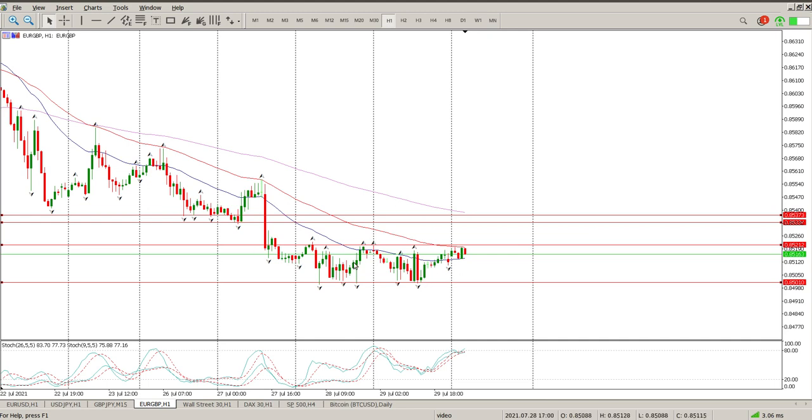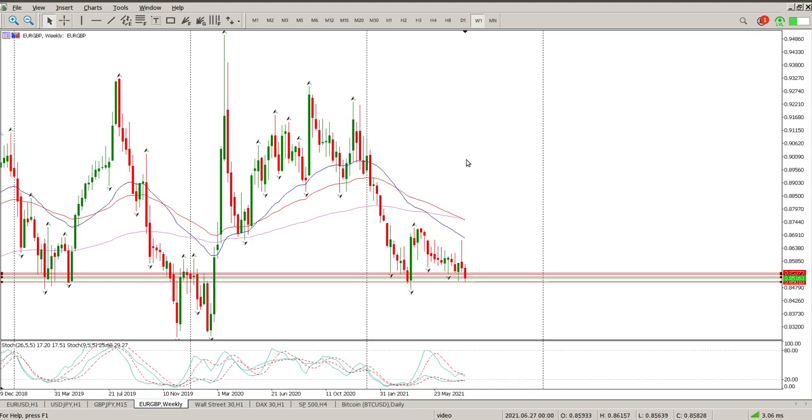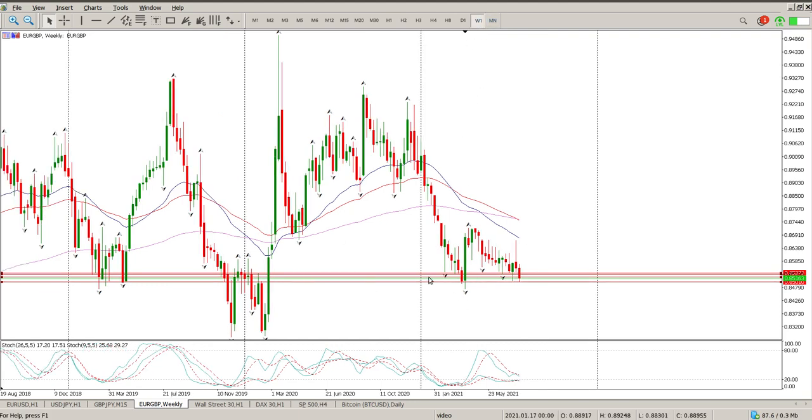This has been ranging for 2 days now. I'm not interested in this. And if we just get to the weekly, pretty solid weekly bar at the moment. So I would expect more downside here. And it does look like we're battling to break through this level. But at the moment, looking at it, that's the only thing that we should be paying attention to.